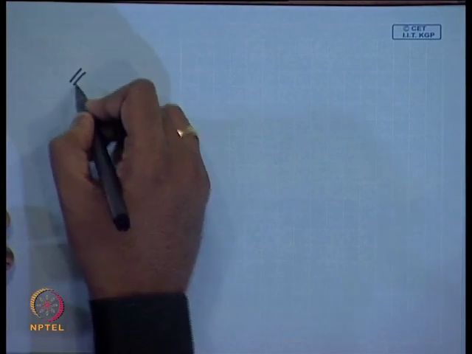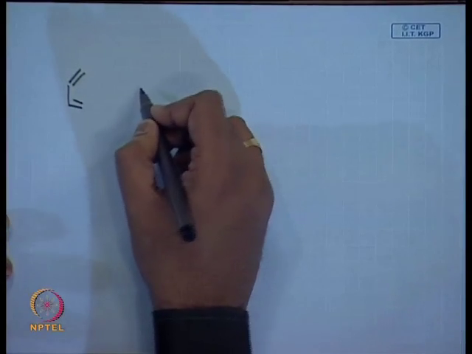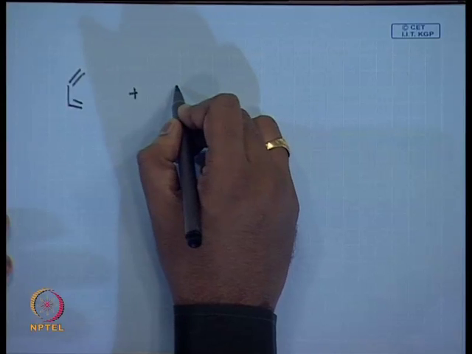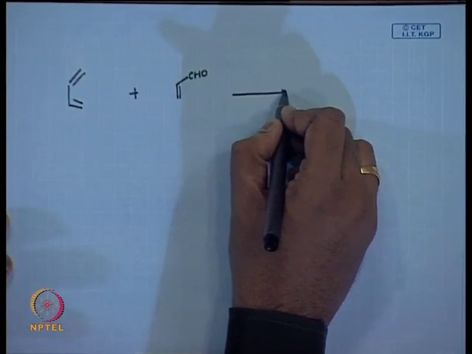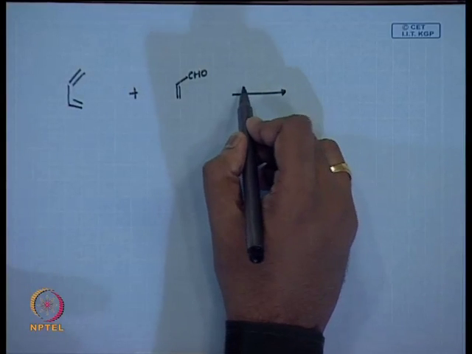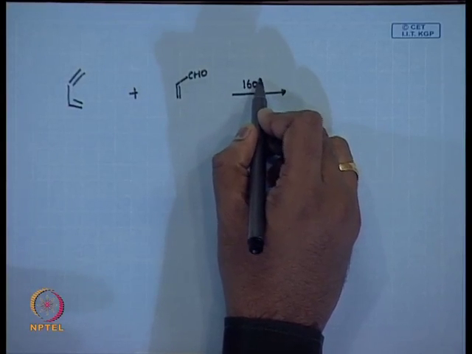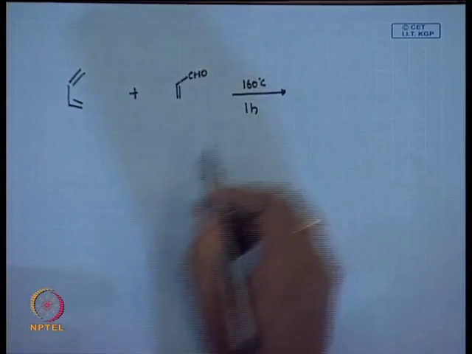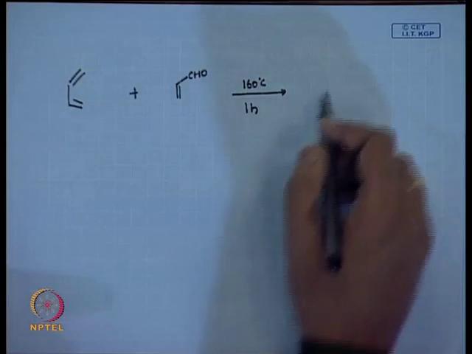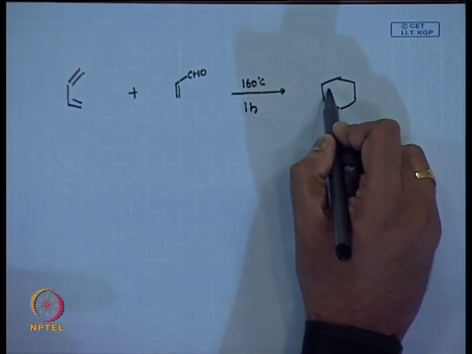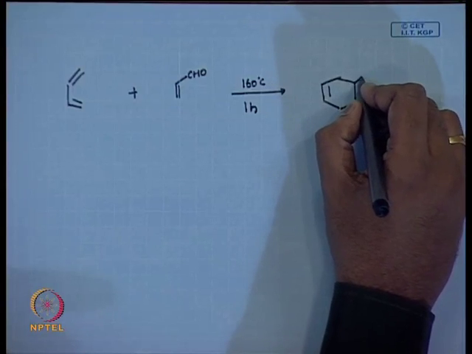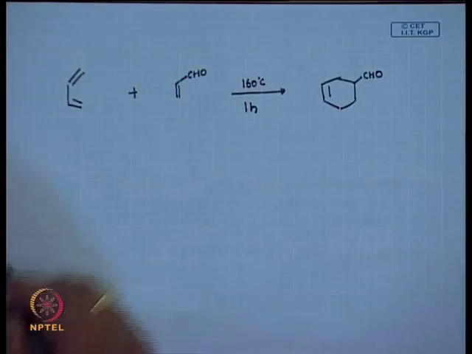If I have a reaction like an aldehyde, okay, and this reaction, if you see, is at 160 degrees Celsius and it goes in 1 hour, okay, I get my Diels-Alder product.